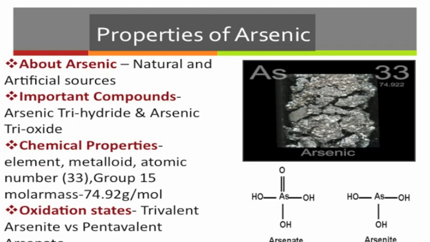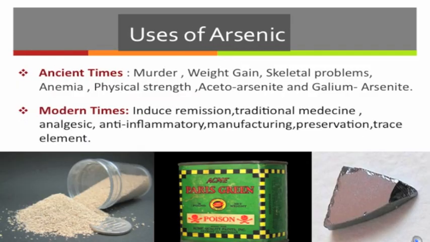Arsenic occurs in a trivalent form called arsenite and a pentavalent form called arsenate. Arsenite is much more toxic than arsenate because it has the ability to inactivate multiple enzymes involved in cellular energy pathways. Uses of arsenic. Previously, arsenic has been used to commit murders because it resembles white sugar. It is odorless and tasteless.